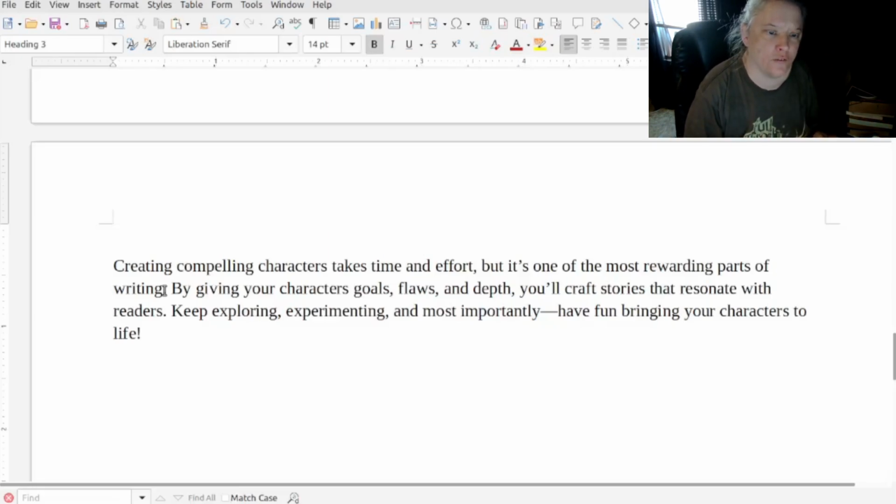And it's one of the most interesting parts of writing. By giving your characters goals, flaws, and depth, you are crafting stories that resonate with your readers. So I implore you to keep exploring, experimenting, and trying to give your books interesting characters. You may not achieve that with your first story, but as you keep going, your characters will get more and more interesting, and you'll get better and better at writing.